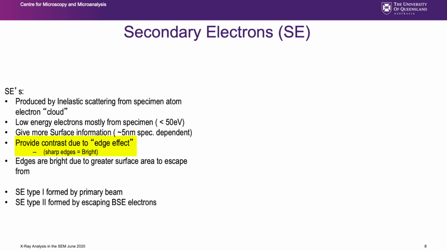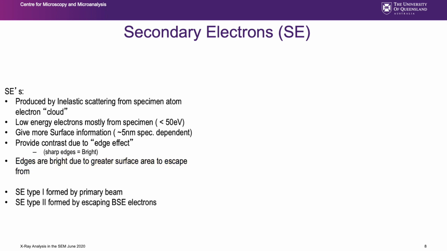Edges are bright. When you see a digital image, it's made of pixels, some are dark, some are bright. The question is, why is that pixel bright, why is that pixel dark? In secondary electrons, it's because edges are bright, the edge effect. Why are edges bright? Because with sharp features, there's a greater surface area for these secondary electrons to escape from.